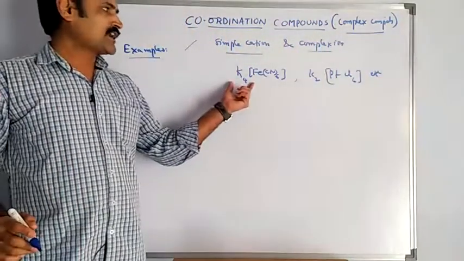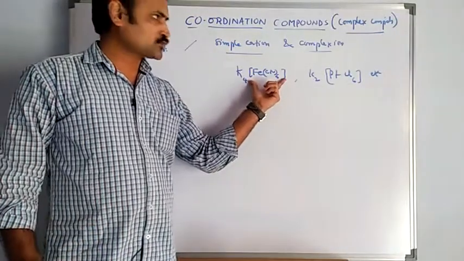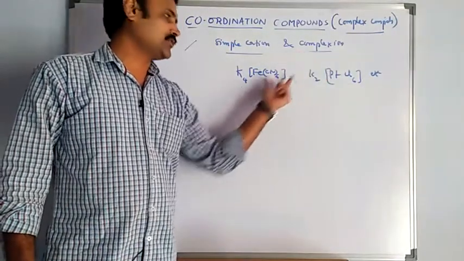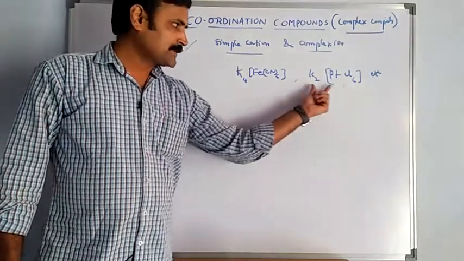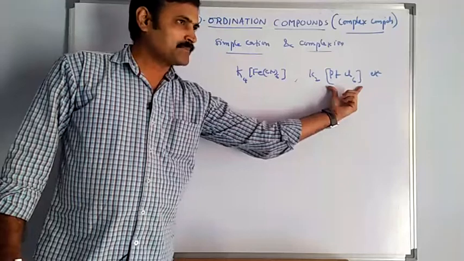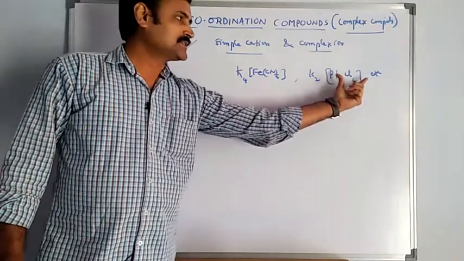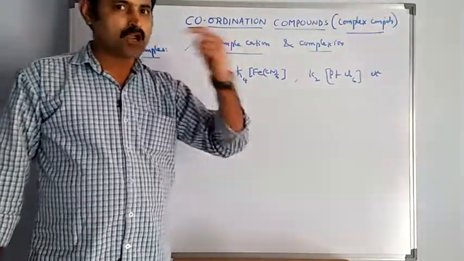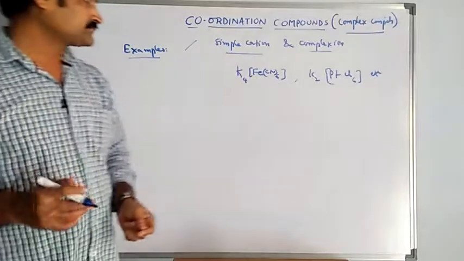Potassium is a simple cation, and the square bracket, whatever we are showing, comes under the complex ion. Here there are 2 potassium ions, and inside the square bracket we have some metals and other groups. Okay, we will talk about what the other groups are in detail in this discussion.